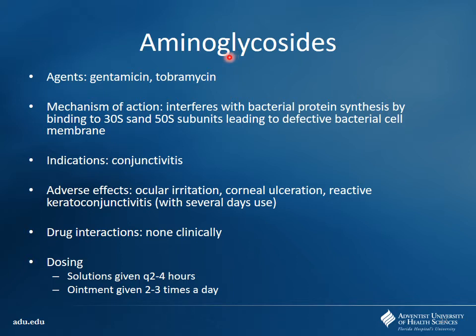We also have our aminoglycosides. So you guys remember there's gentamicin, tobramycin. You guys remember the other aminoglycoside? Yeah, amikacin is the other big one. So typically gentamicin is probably the most common ophthalmic variety you're going to see here. And again, still working on protein synthesis inhibition.